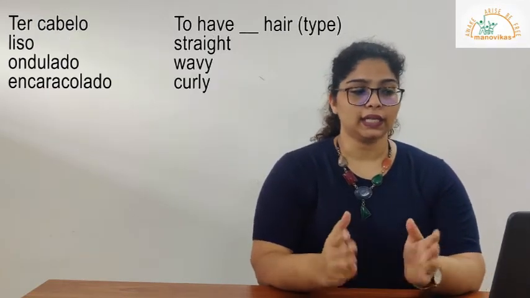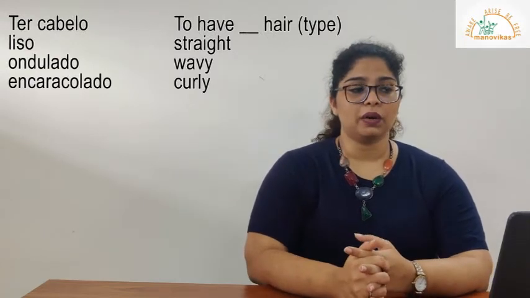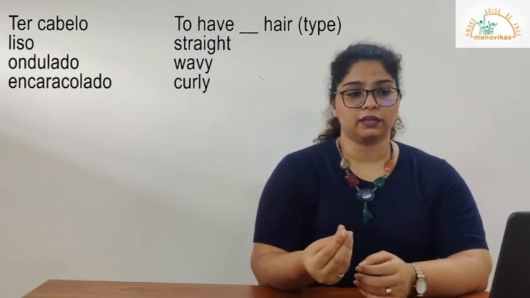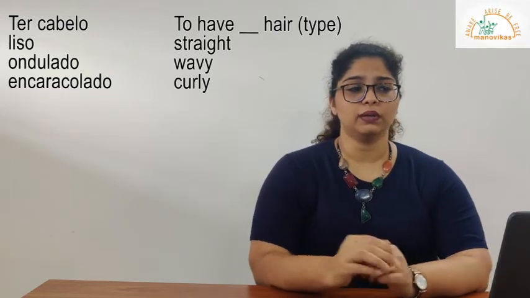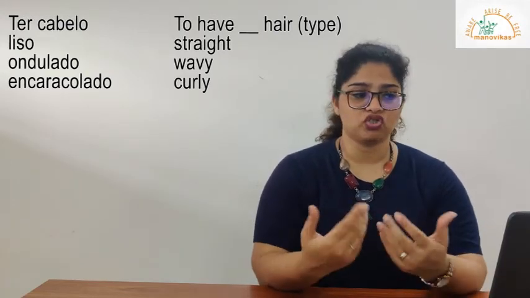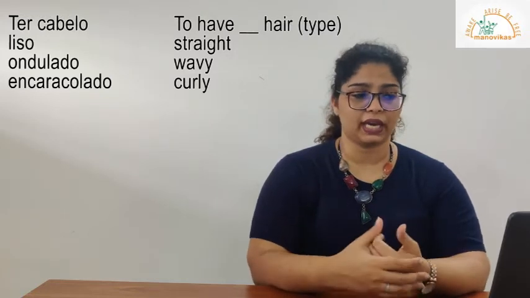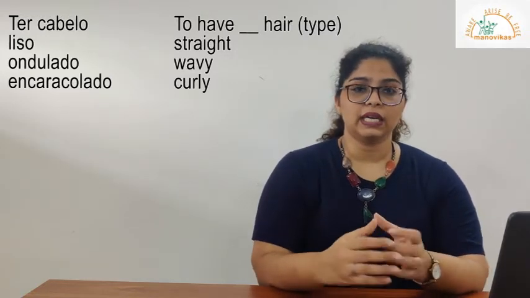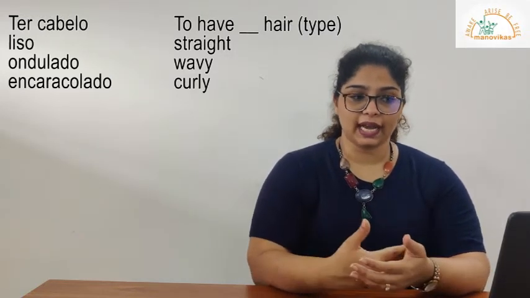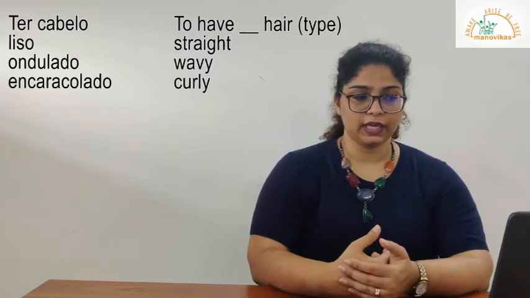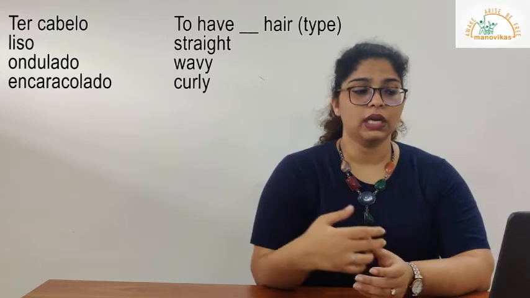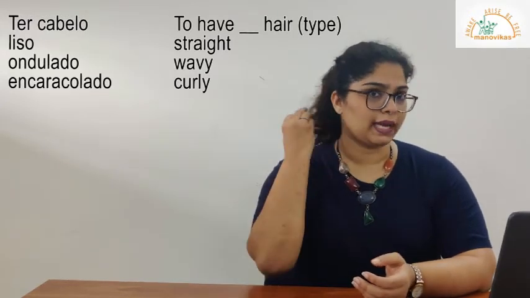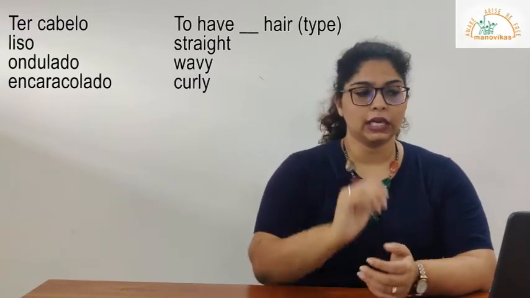Then we have another two columns where we're talking about the type of hair, or what you could say is texture maybe. So here we're talking about curly hair, straight hair, or wavy hair. When I want to say I have curly hair, I would say eu tenho cabelo encaracolado.